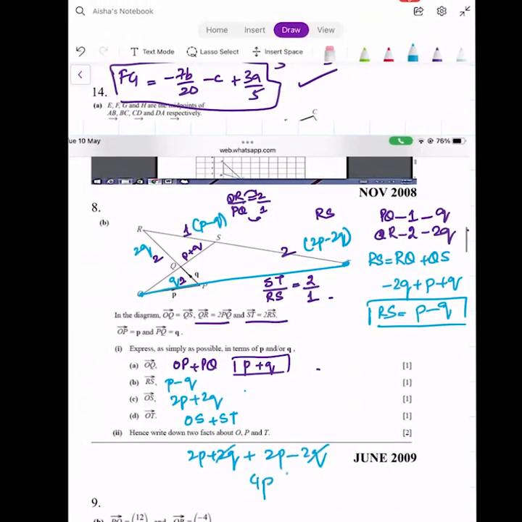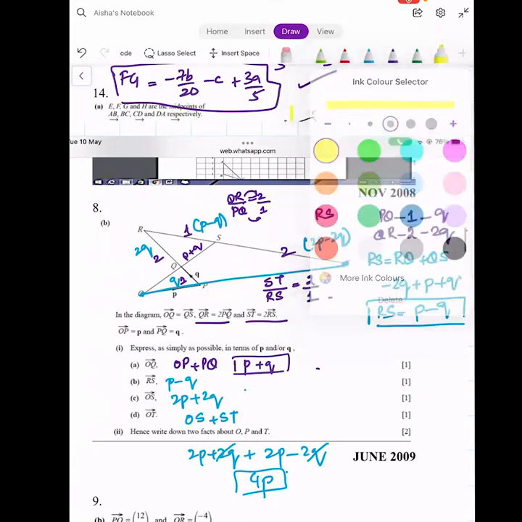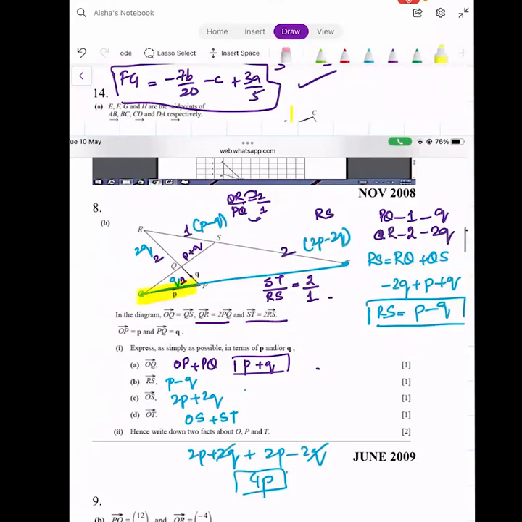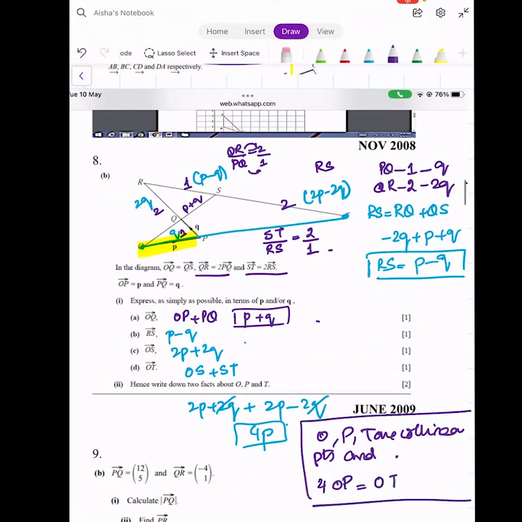4P. Okay, now OPT. This portion is P, and this entire thing is 4P. So they're parallel to each other. It means it lies on the same line. OPT, what will you write? You will write that OPT are collinear points. Collinear means they lie on the same line. And OP, when I multiply by 4, it will become OT. So these two facts are important for 2 marks.